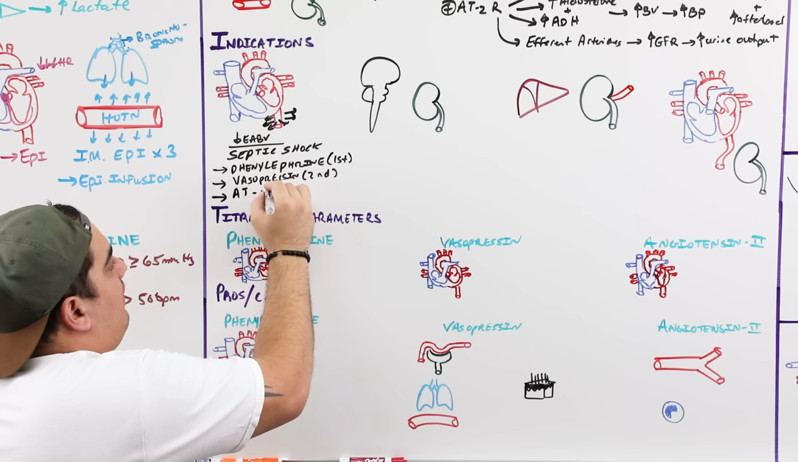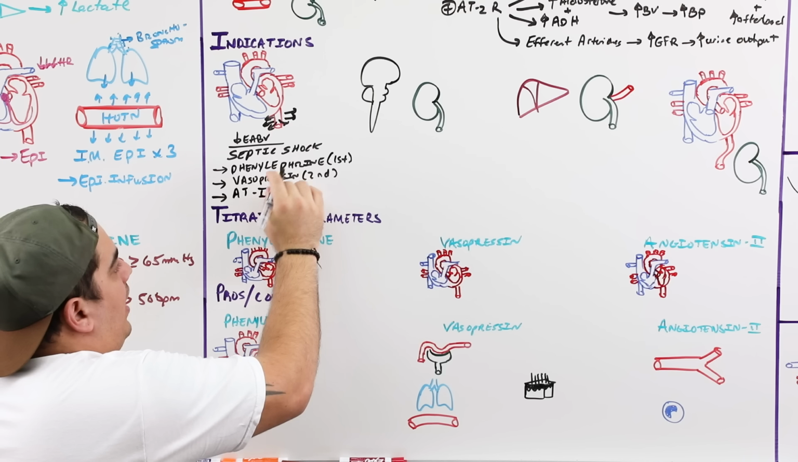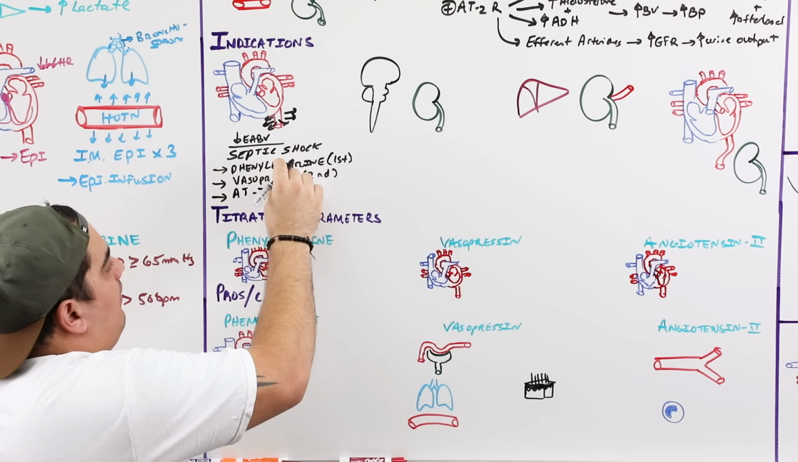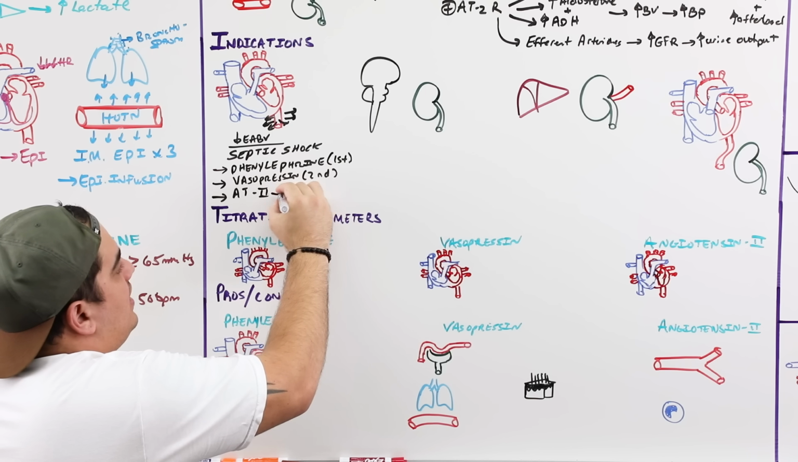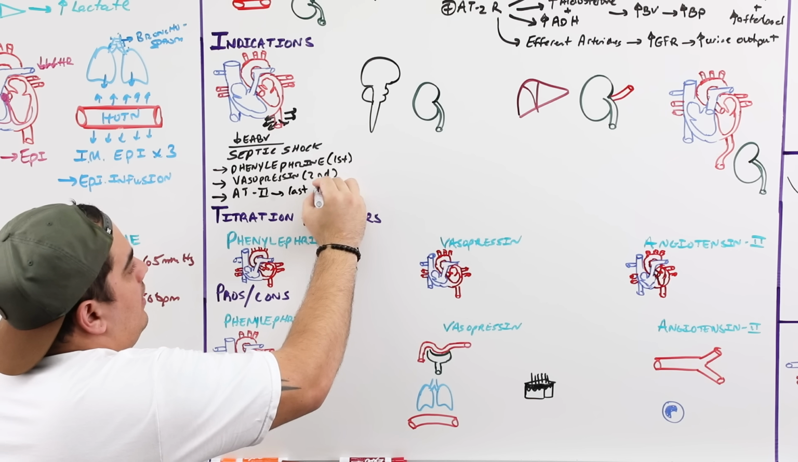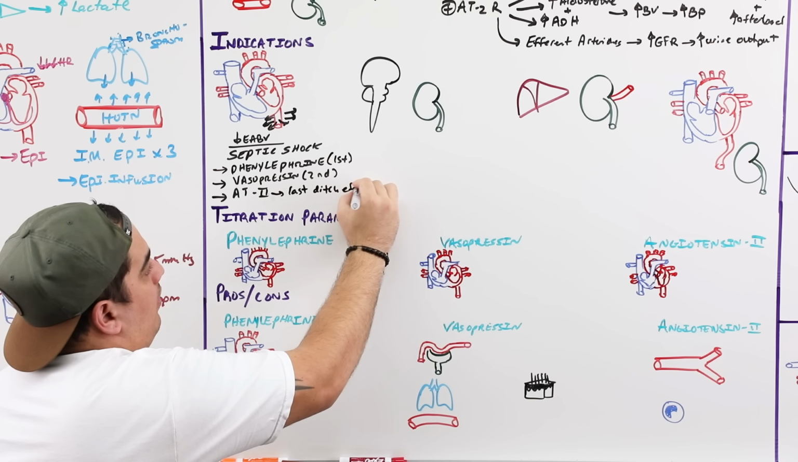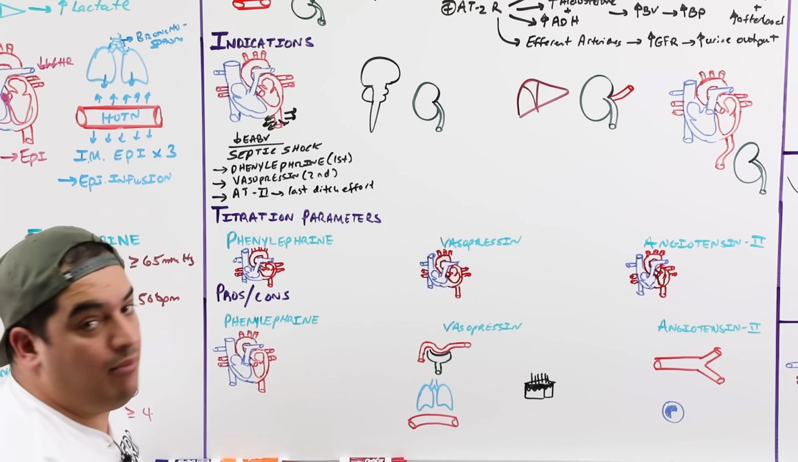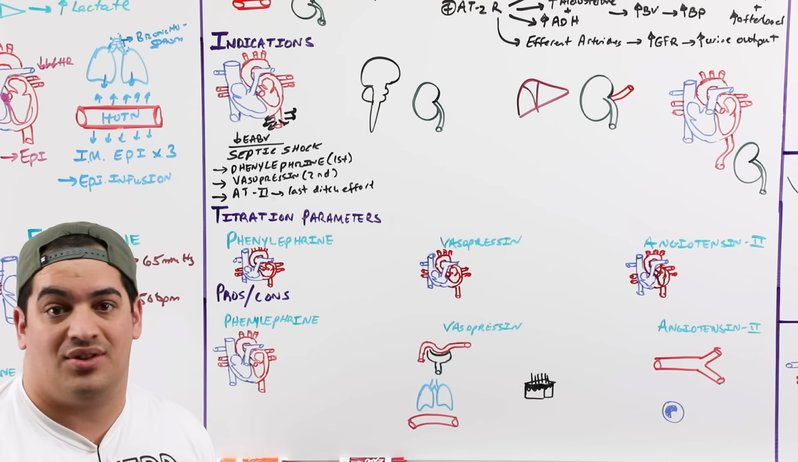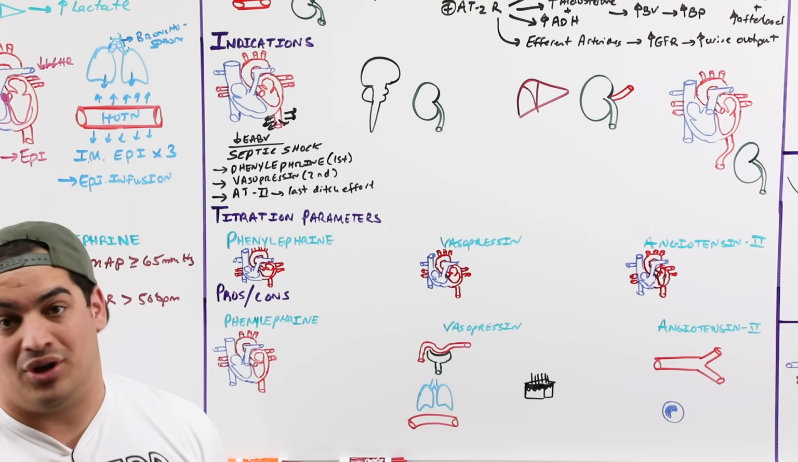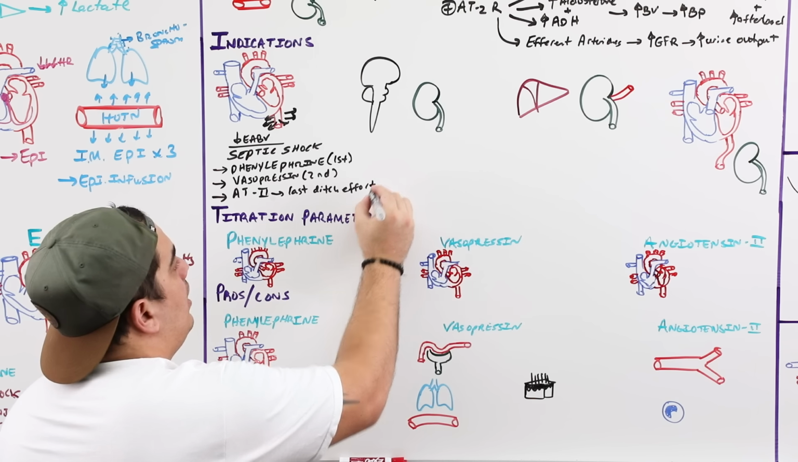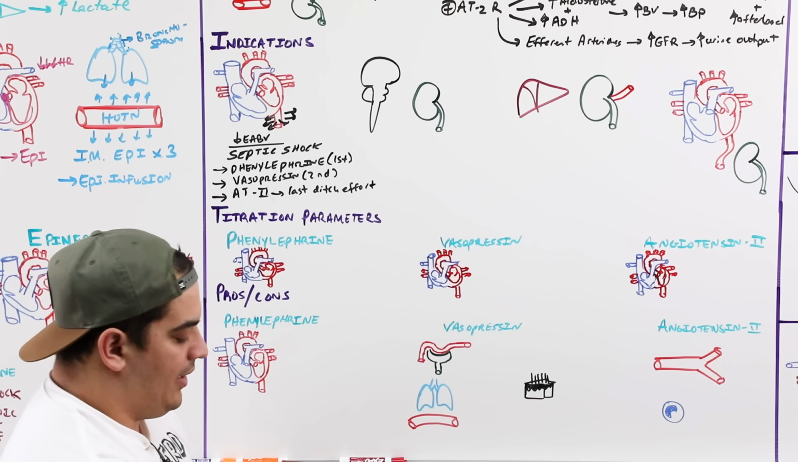Angiotensin-II is kind of a last-ditch effort, okay? Because it's a newer drug, we don't know enough about it. You use this as a last-ditch effort. It's like, well, nothing else is working. I have them on 3 vasopressors, 4 vasopressors, and they're not really responding. Let's give it a shot and see what happens, okay? So these are the drugs that you would utilize here.